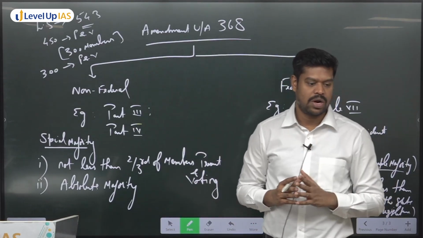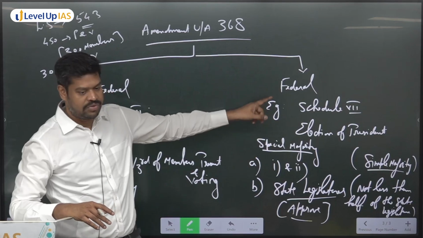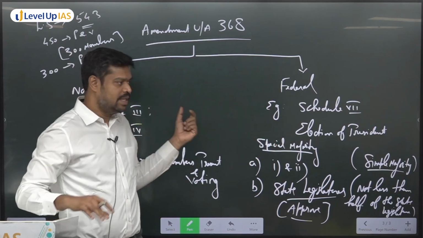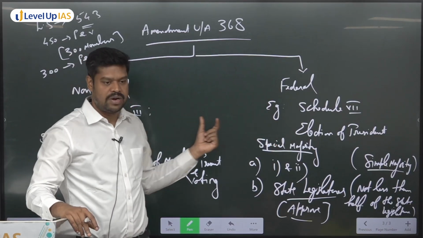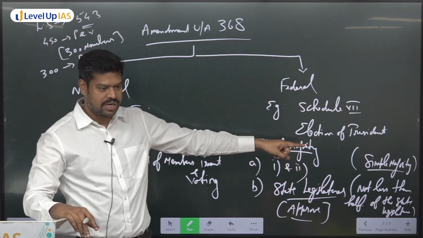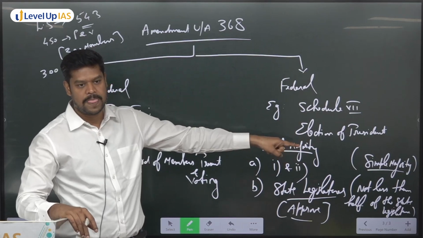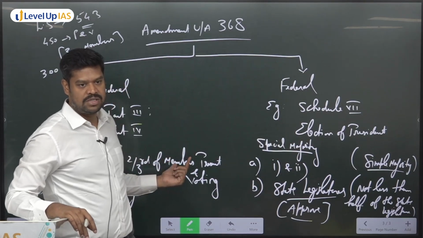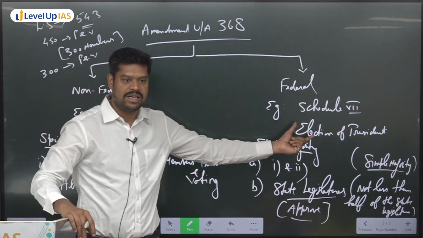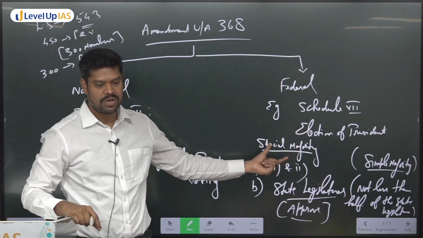So this is the way that you calculate what is called the special majority in case of amendment to the federal provisions. Now think, the difference between the non-federal provisions and the federal provisions is that there's an extra step when it comes to the federal provisions. What is the extra step? That the state legislature shall also ratify. But here there is no need for the state legislature to ratify. Now, why do you think there is the extra step? What is the logic behind this? Why do you think that the Constituent Assembly has put this?